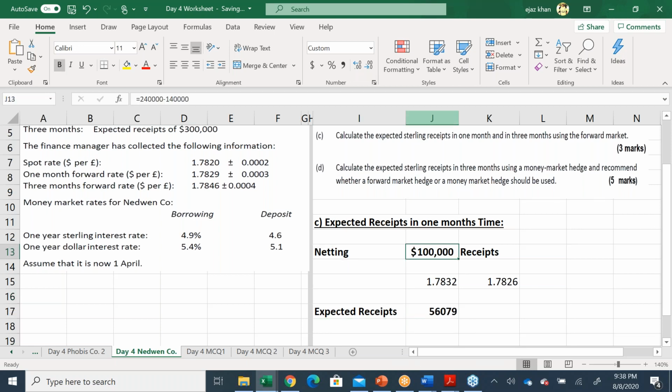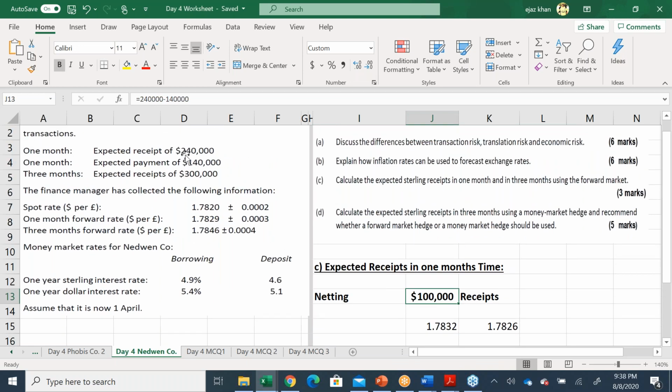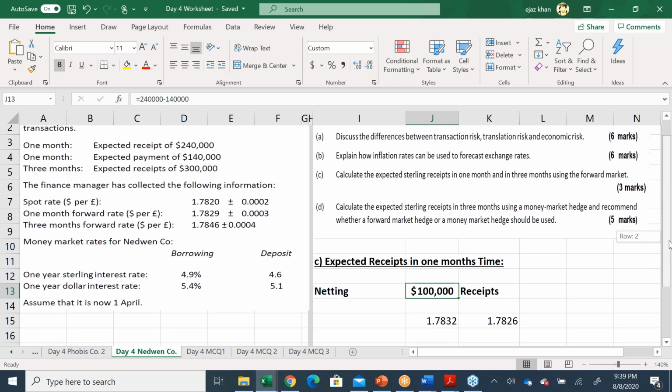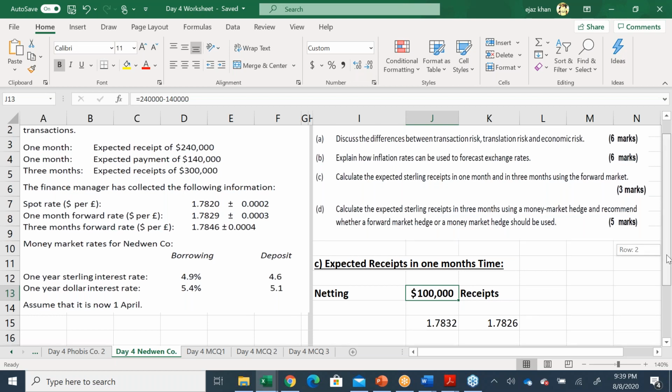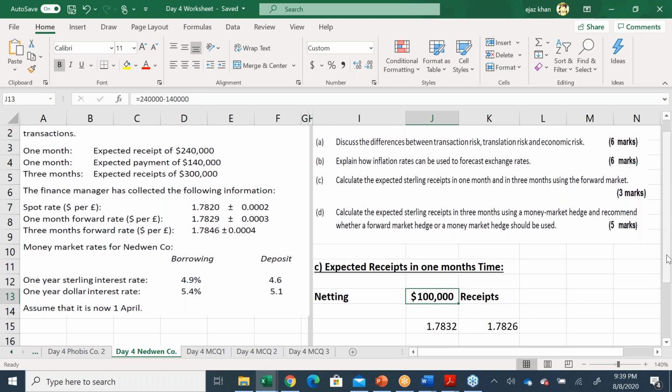Asad, the $100,000 is a net figure of the receipts and payments. 240,000 receipts and 140,000 payments. So I've just netted off these two figures. We should always hedge the net amount rather than hedging both of the amounts. It will cost the company. Is it clear now?